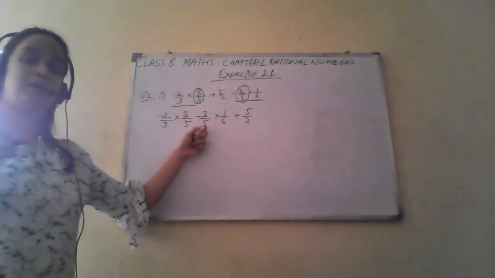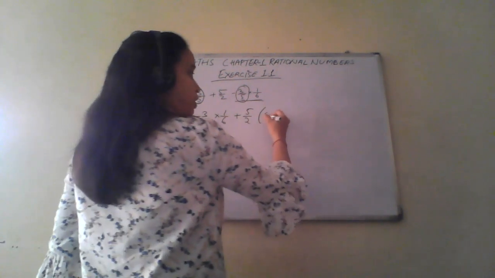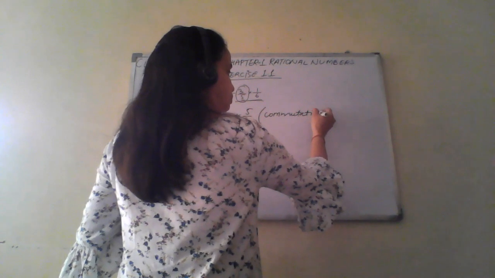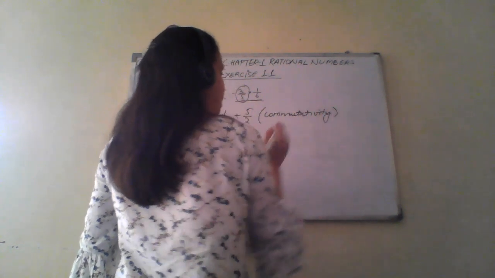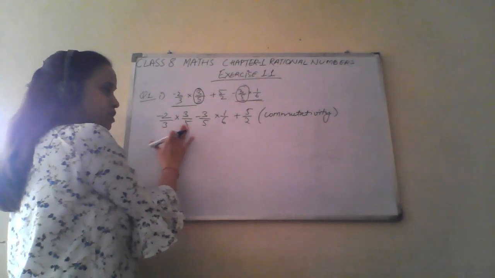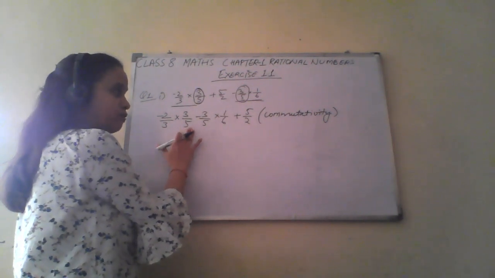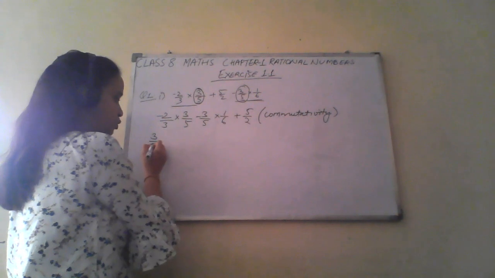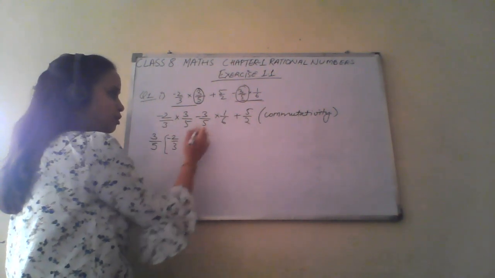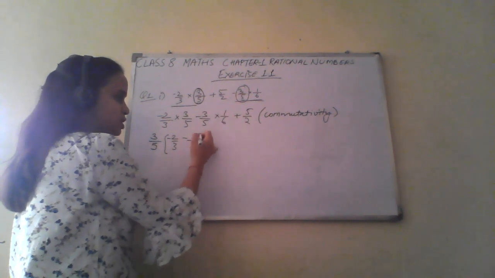Now here, which property have we used? Property of commutativity. We have changed the sequence. Now in these two terms, as we have already said that 3 by 5 is common, we'll take 3 by 5 outside. What will remain inside? Minus 2 by 3, from this, minus 1 by 6.